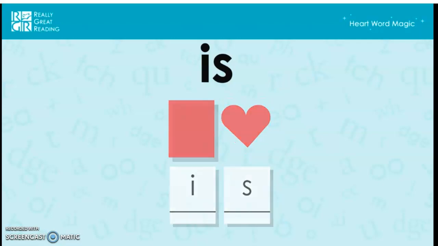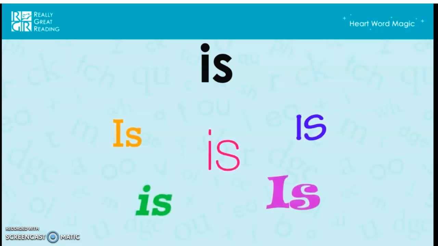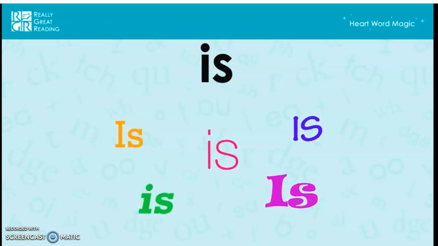We might see the word is in different shapes, colors, and sizes. Is, is, is. These all have the same letters, and they all say is.